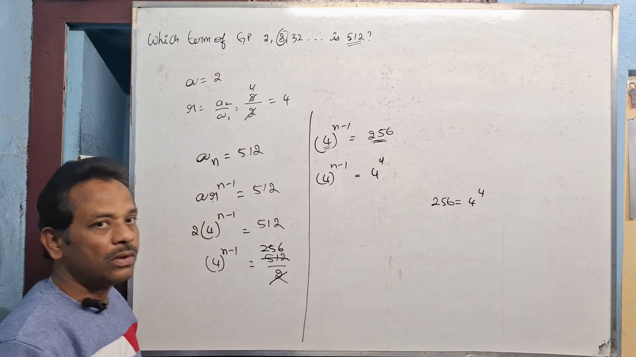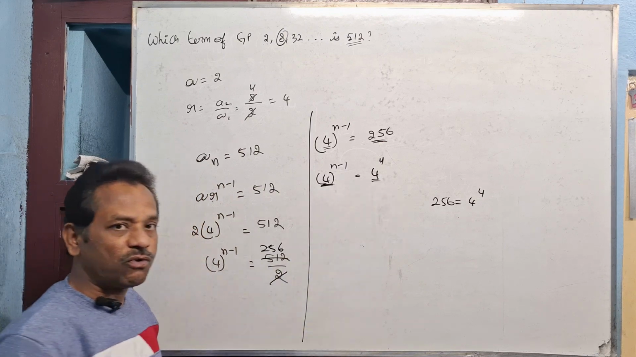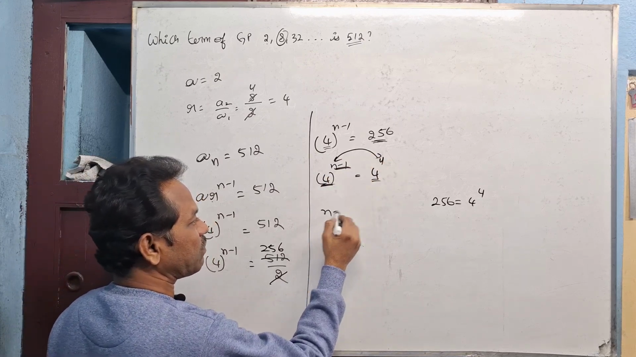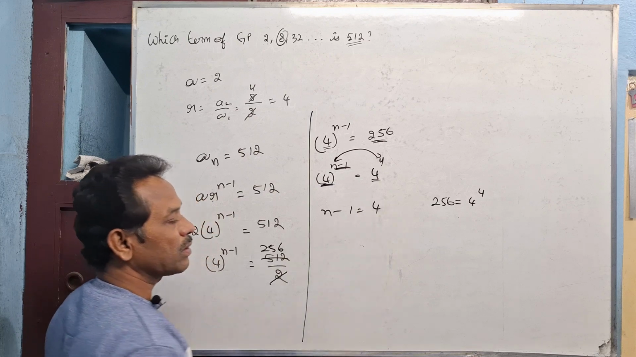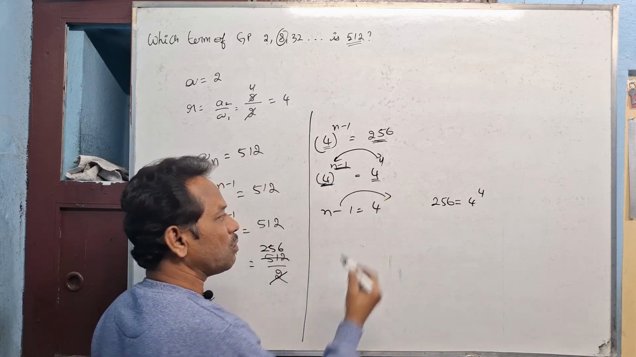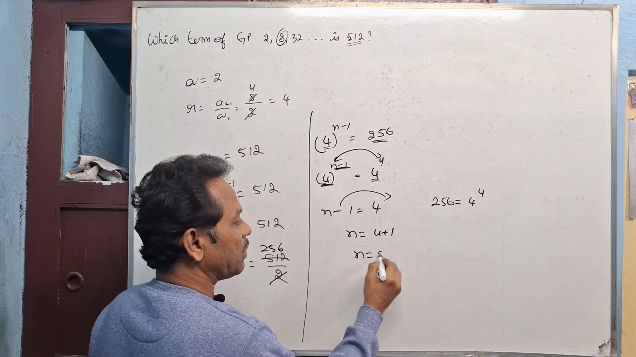Now look at these two bases. Here the base is 4, here also the base is 4. Now I can equate the powers. Here the power is n minus 1, here it is 4. Now I want the value of n, so let me take minus 1 to that side. So n equal to 4 plus 1, n equal to 5.